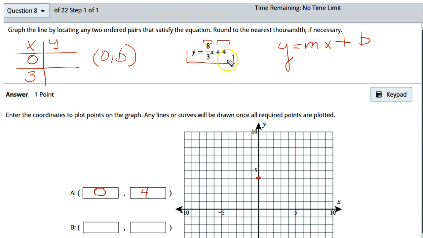Now, what would be another point? And you notice the slope here is 8/3. So if we could get rid of that 3, well, let's make x a 3. So this would be like a 3 here for the x. These would cancel out, and I would get 8 then, plus 4 is 12. And there are my 2 points.